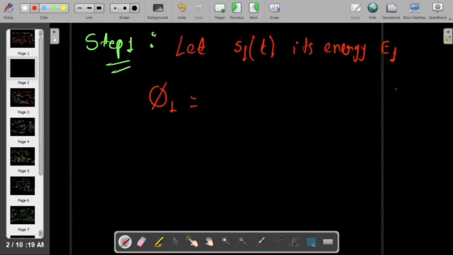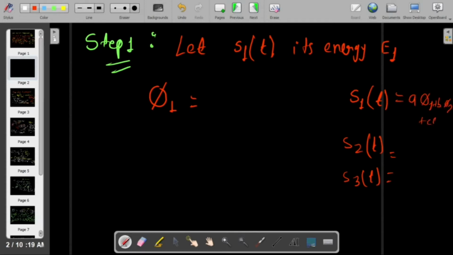So what is our aim? Firstly, let us generalize the things. Let's say we have three signals. Our aim is to write all three signals in terms of, let's say, A phi 1 plus B phi 2 plus C phi 3 and so on. We will see how many phi's are required, that is, how many orthonormal basis functions are required. Similarly S2 we have to write in terms of phi 1, phi 2 and phi 3, and similarly S3.